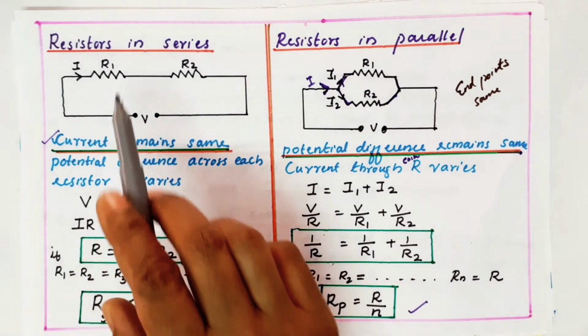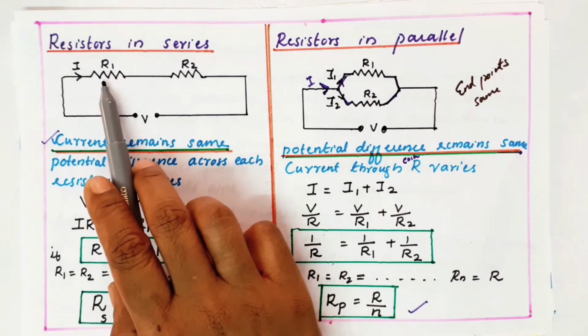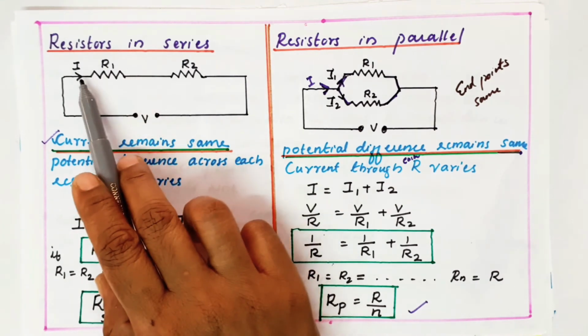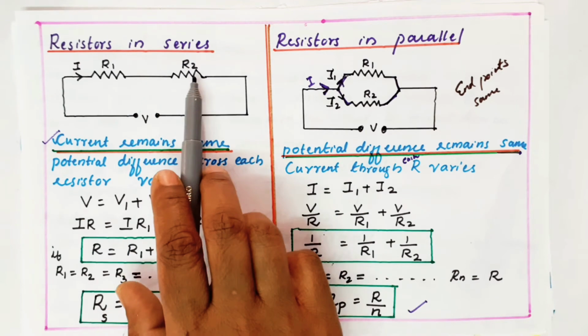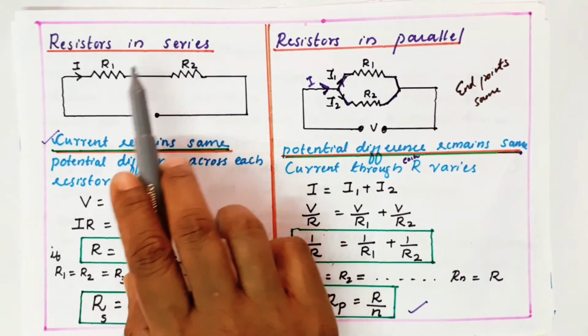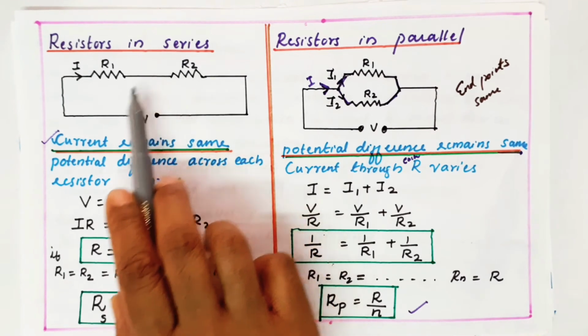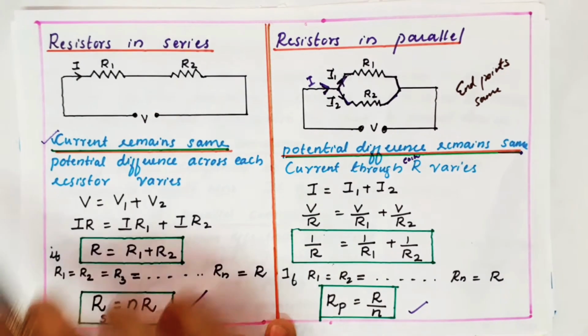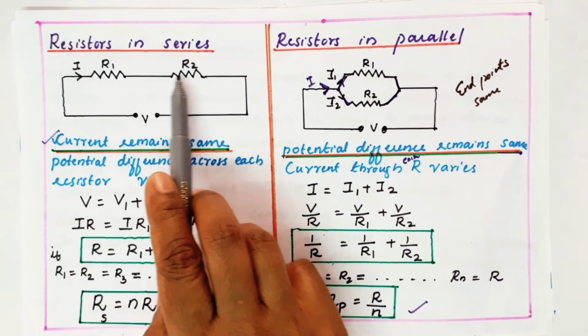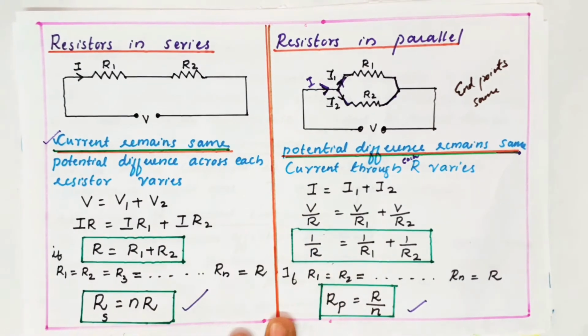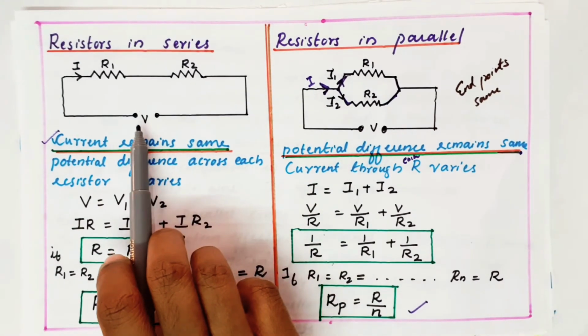Or you can put it in another form. See here, this resistor has two arms, left arm, right arm. This also has a left arm, right arm. And the right arm of the resistor R1 is connected to the left arm of the resistor R2. And the current goes like this. Clear?